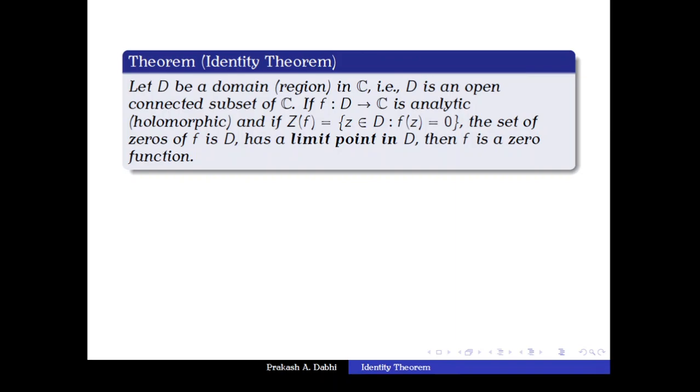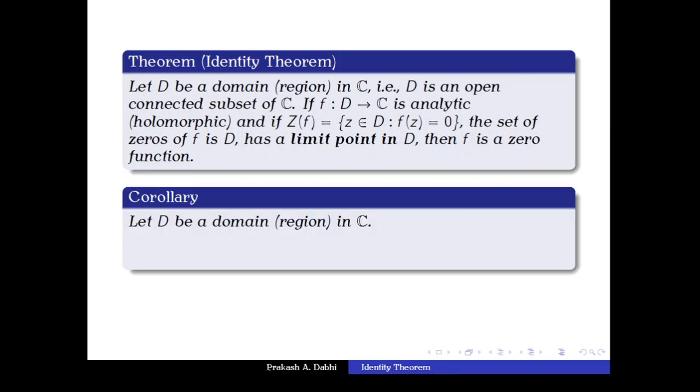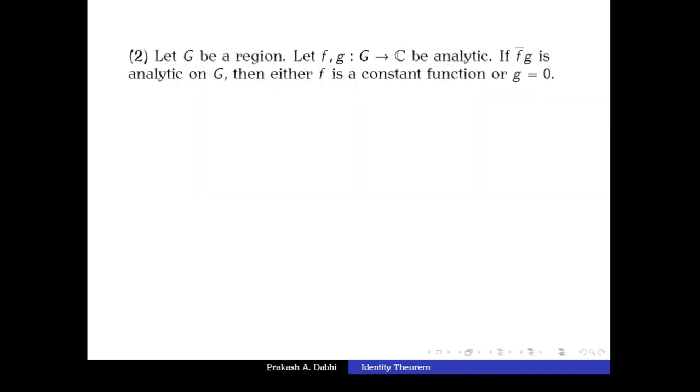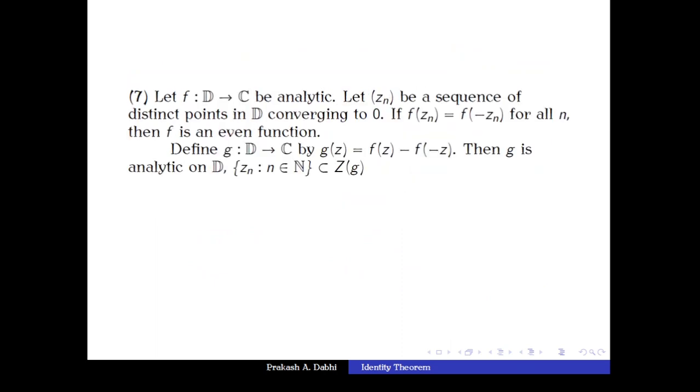We have also seen its corollary. It says that if we are given a domain D and two analytic functions f and g on D such that the set of points where these two functions are equal has a limit point in D, then the functions f and g turn out to be the same, meaning f(z) is the same as g(z) for all z in D. We had seen some examples based on this, so let us see some more examples today.